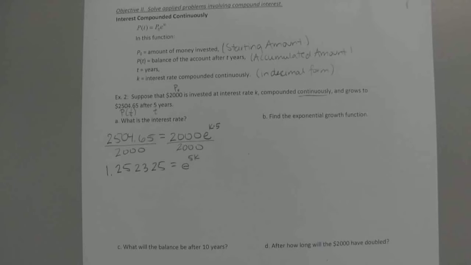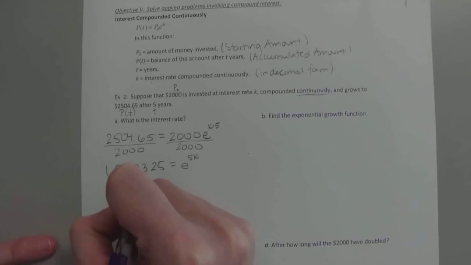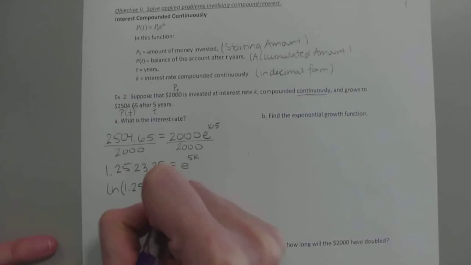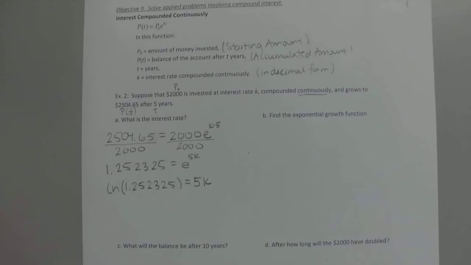All right, so how do I get my exponent down? I need to write it as a log, right? So this is log base E, but what's really log base E? Natural log of what? The opposite side, 1.252325, equals your exponent, 5K.